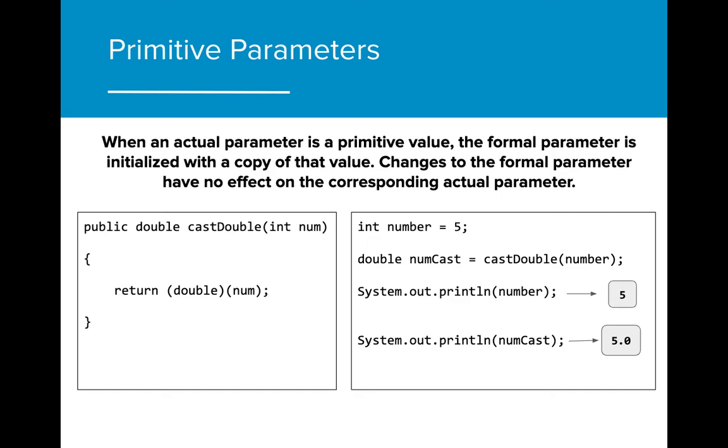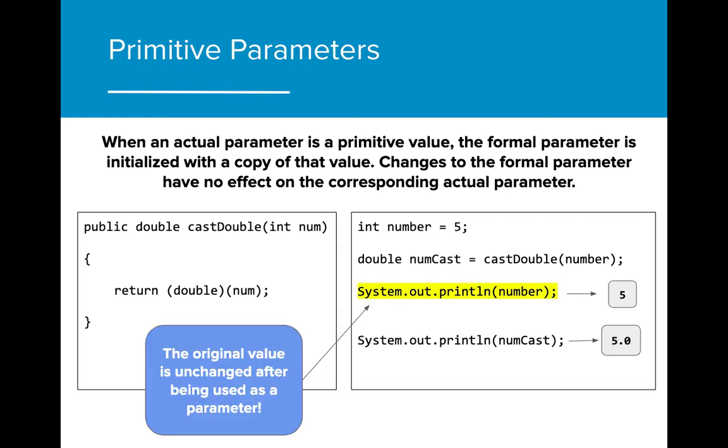When an actual parameter is a primitive value, the formal parameter is initialized with a copy of that value. Any changes that are made to the formal parameter have no effect on the actual parameter. In this case, int number on the right is initialized to the value 5. When castDouble is called on number, int num is initialized with the value of number, which is 5, and returned to the program to be initialized in the variable numCast.